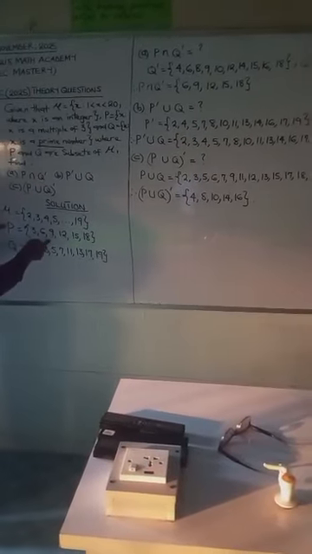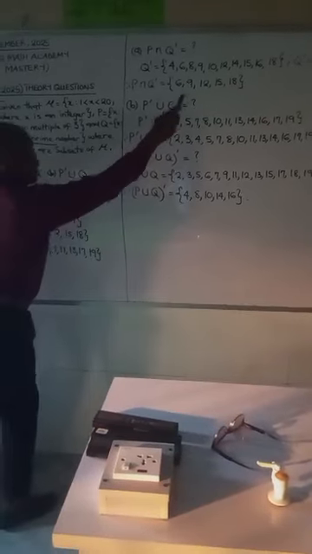6 is in P. Is there 6 in Q prime? Yes, there is 6 in Q prime, as you can see. That means we are going to write 6 out. 9 is in P. Is there 9 in Q prime? Yes. That means we are going to write 9 out. 12 is in set P. Is there 12 in set Q prime? Yes, there is 12. That means we are going to write 12 out. 15 is in set P. Is there 15 in set Q prime? Yes, there is 15. That means we are going to write 15 out.